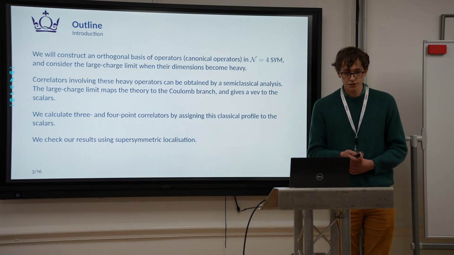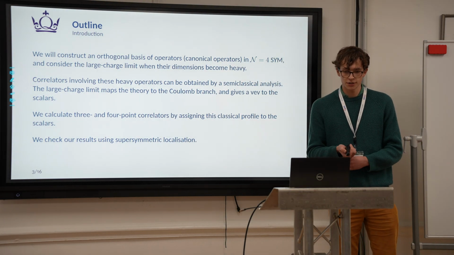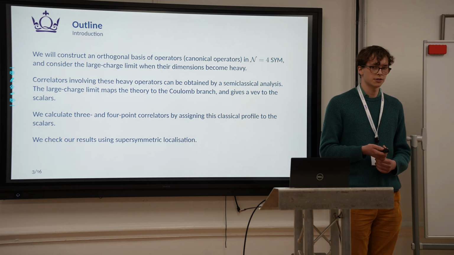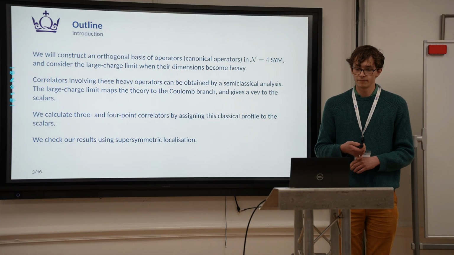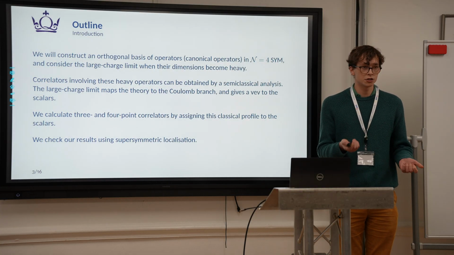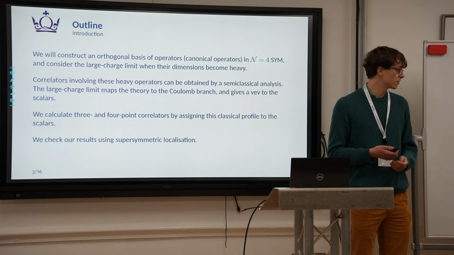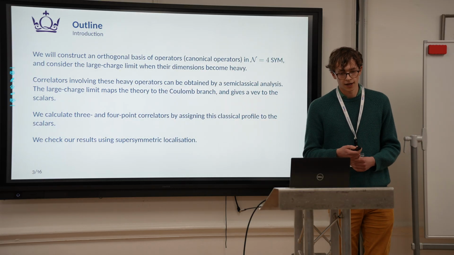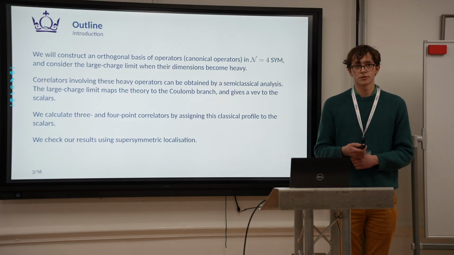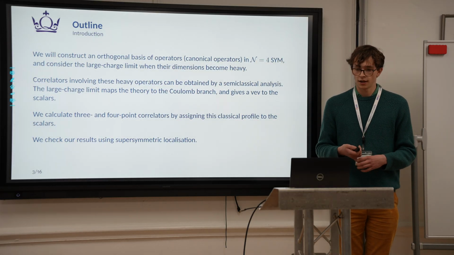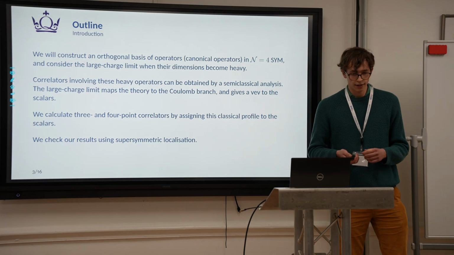So an outline of this talk. I'll first construct an orthogonal basis of operators, which we call canonical operators. And this is all within N=4 superconformals. And we're going to consider the large charge limit of these operators. So that's when their conformal dimensions become heavy. And so we're going to consider correlators involving some of these heavy operators.